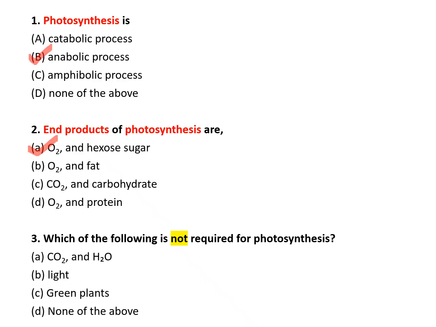The next question number 3. Which of the following is not required for photosynthesis? Option A carbon dioxide and water, option B light, option C green plant, option D none of the above. The correct answer is option D none of the above. All are required.